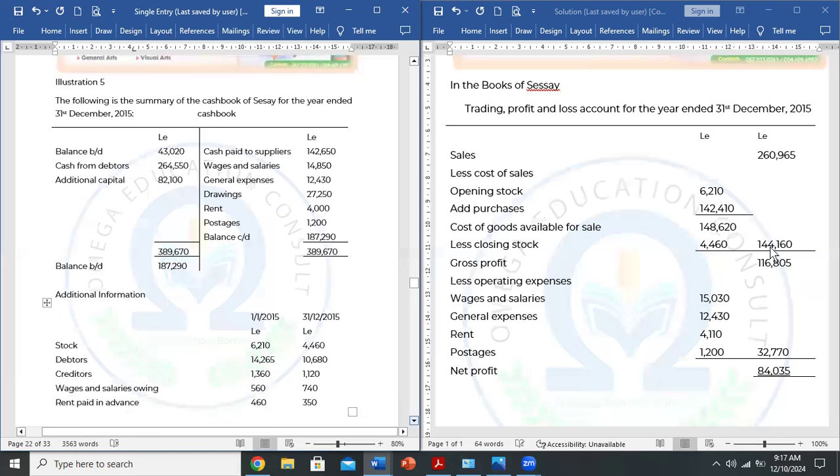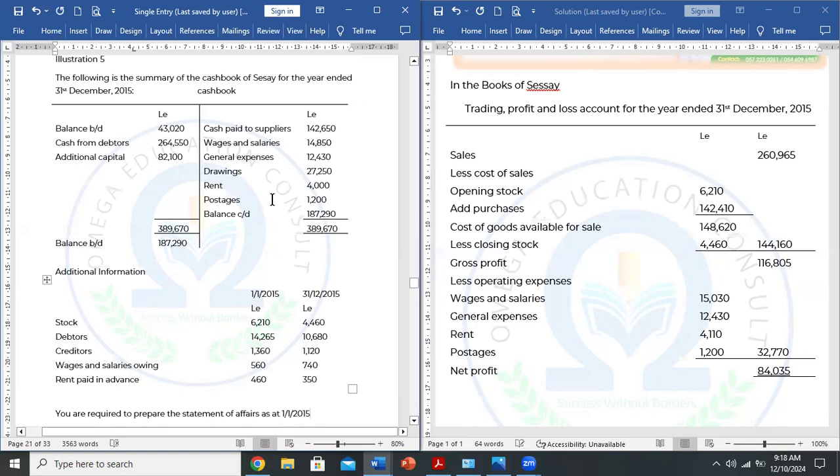We less it. There is no trading expense. The wages here is attached with salary, so it will not come to the trading account, right? So we get our cost of sales, less it from the sales and get our gross profit. And when you get your gross profit, you add other income, like discount received, commission received. In this question, we don't have any other income here. There's no other income, right?